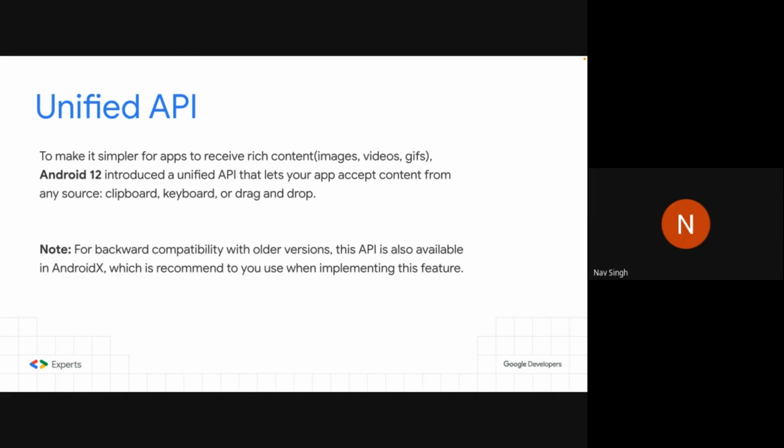So the unified API provides a common, single solution for supporting all those use cases. It's just one implementation, and it's supporting all the scenarios for rich content insertion in Android. As in the slides, if you can see, it's clipboard or keyboard or drag and drop kind of features. So it provides support for all those features.